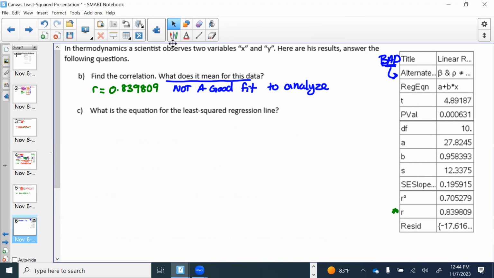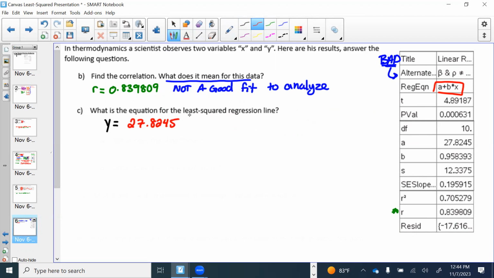All right, write the equation. Well, I can write an equation. Again, it's still not a good fit. No, I will not be using it. But I turn around and I have my A value according to this. So I got 27.8245. I go over and get my B value. It's positive, so I'll put a plus, and then 0.958393. So you can see we could still write it. The calculator is always going to give me information, but it's still not a good fit.